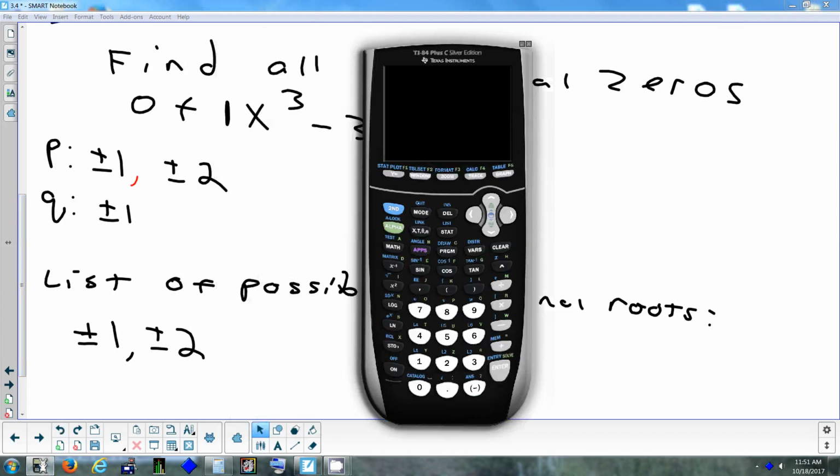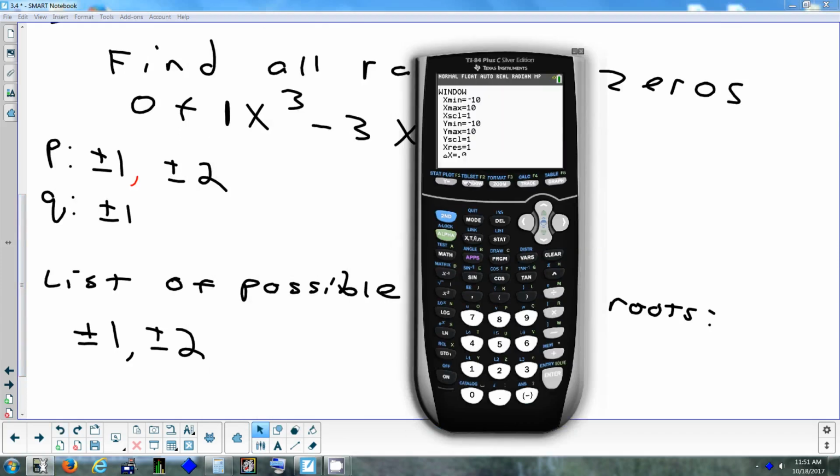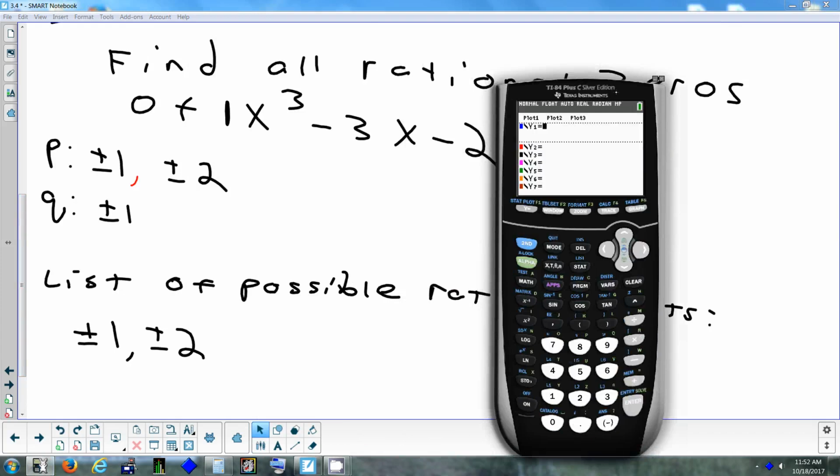The reason it's helpful to know that is because when I set my window, I don't even need to look from negative 10 to 10. Okay? All I need to focus on is between negative 2 and 2. I like to not have it right on the edge, so I'll do negative 5 to 5. And now type in the problem. So we get x cubed minus 3x minus 2.